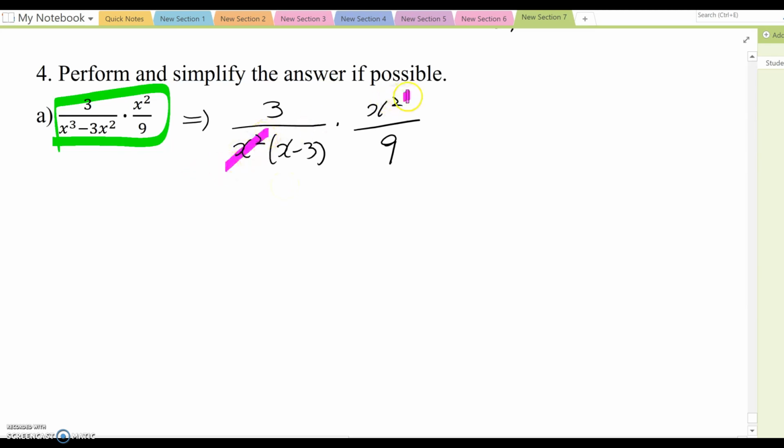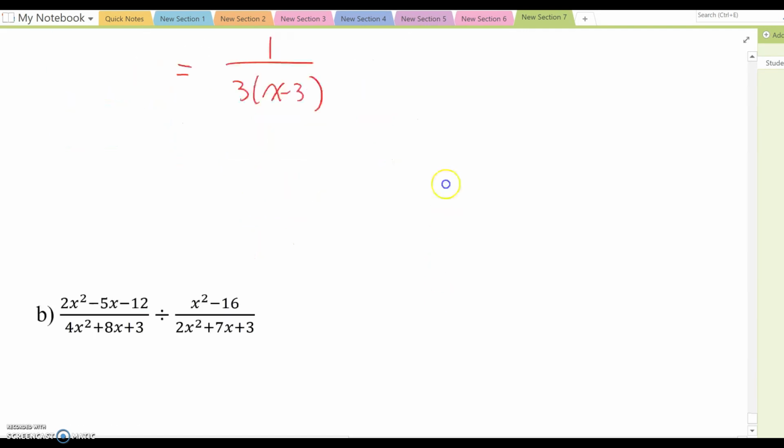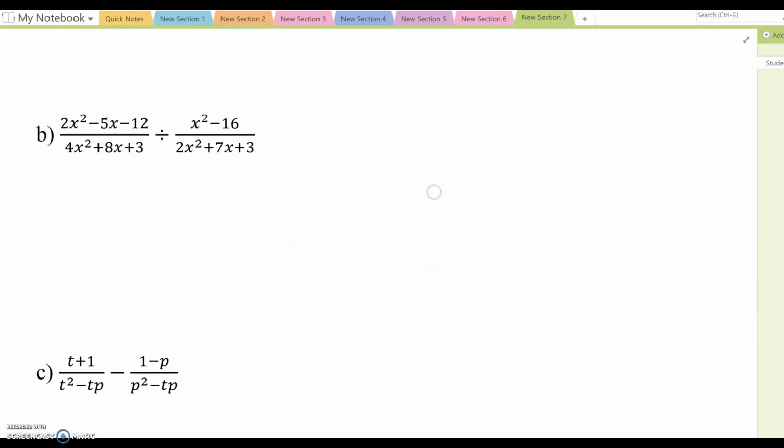So the x squared and the x squared are gone, and 3 and 9 you can simplify as 1 and 3 here. Therefore, the answer becomes 1 over 3 times (x minus 3). That is the answer for letter A. Okay, then let's move on. Letter B here. So for letter B, we are dividing.